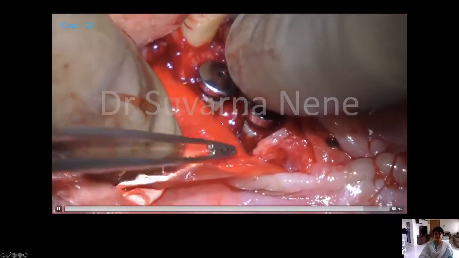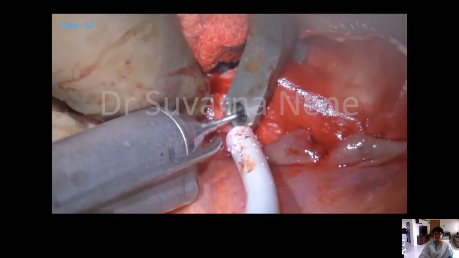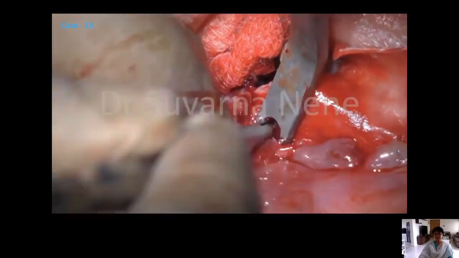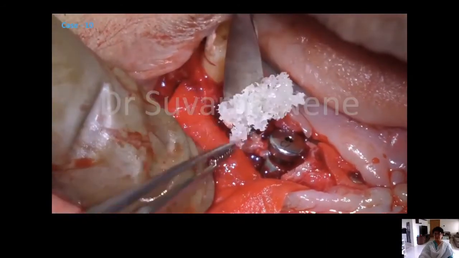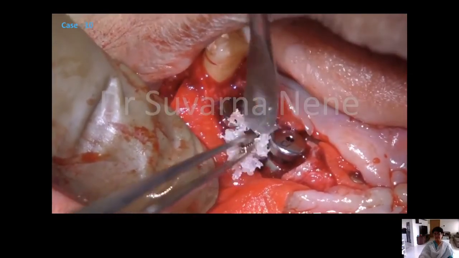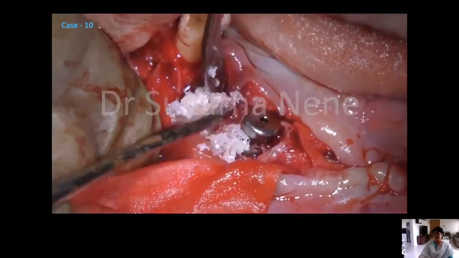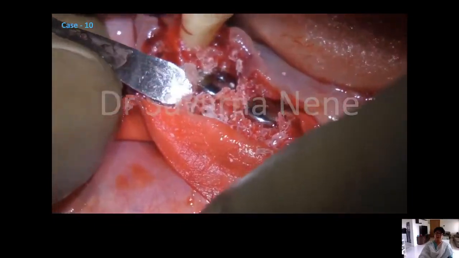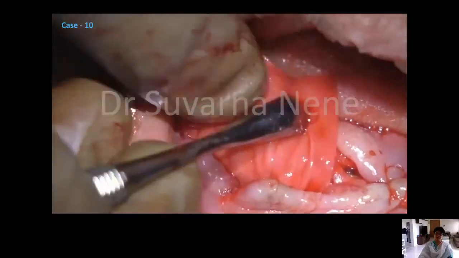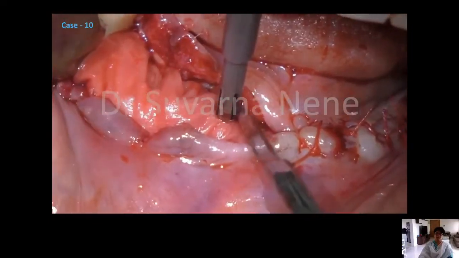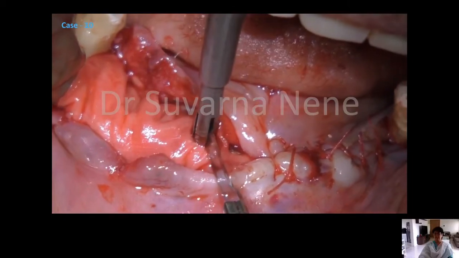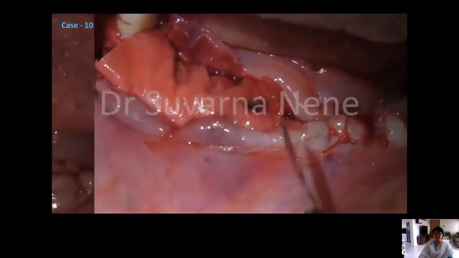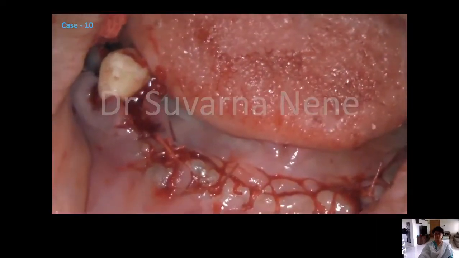Now you have to place the graft. You always place tacks, as many as you want, because the whole idea is to have a stable membrane, and only then will that graft have containment. Autogenous, allogenous, and xenogenous mixture. So on the crest also we are placing an additional tack, and that's the final closure.